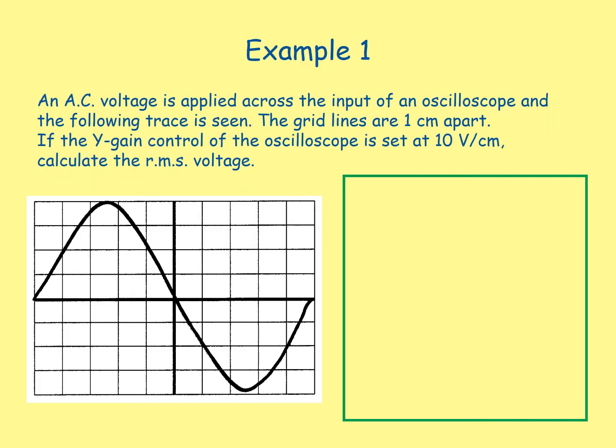Example 1. An AC voltage is applied across the input of an oscilloscope and the following trace is seen. The grid lines are 1 cm apart. If the Y gain control of the oscilloscope is set at 10 volts per centimeter, calculate the RMS voltage. First of all, we can say that our peak voltage is actually the amplitude here. And if our peak is at 4 divisions high and it's 10 volts per division, we can say that's 10 times 4, which is 40 volts.